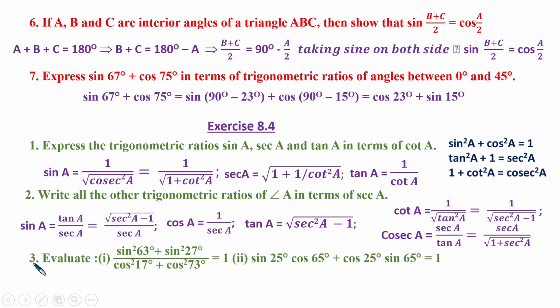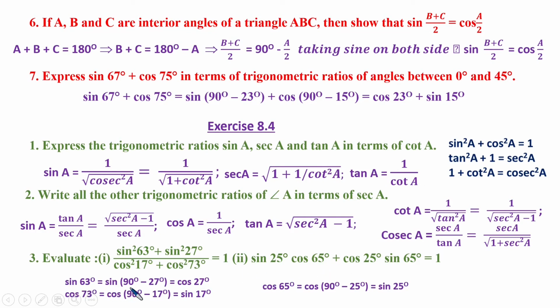It is very simple. Now problem 3. Evaluate these things. The second problem is to evaluate sine of 25 degrees into cos. I will not read all this problem, you just see it. Here you see sine of 63 I have written as cos of 27, and cos of 73 as sine of 17. So with this you substitute here and find out whether they are equal to 1.